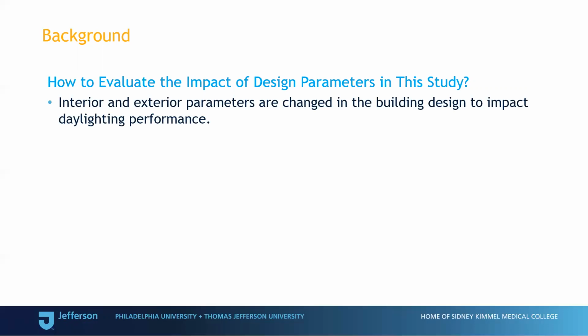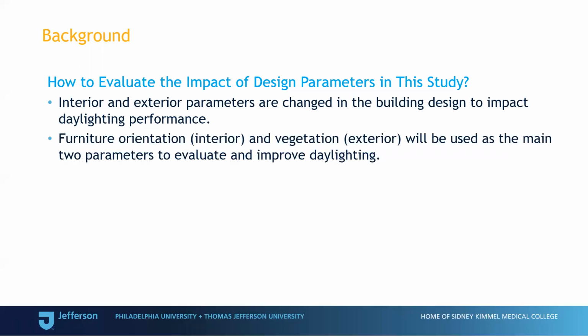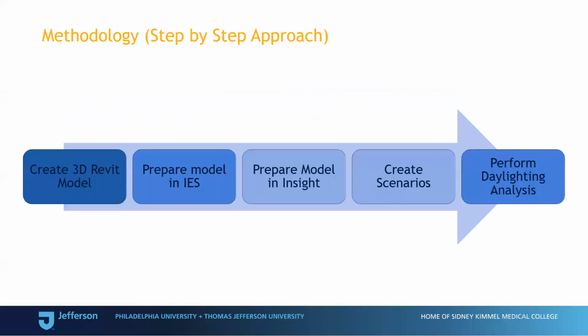So in order to evaluate the impact of design parameters in this study, interior and exterior parameters are changed in the building design to impact daylighting performance. Furniture and orientation, interior, and vegetation, exterior, will be used as the two main parameters to evaluate and improve daylighting. This study has followed a step-by-step approach.